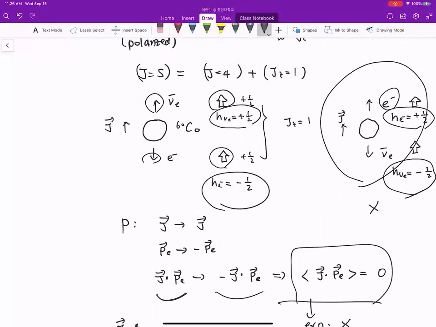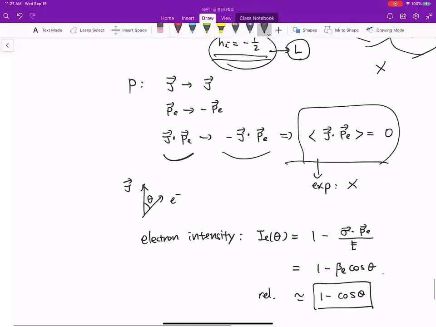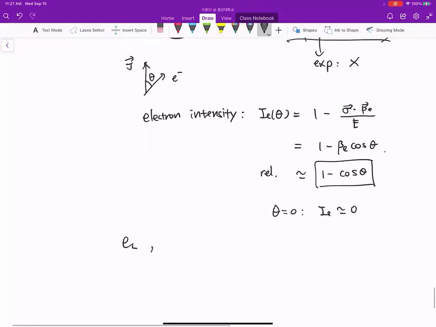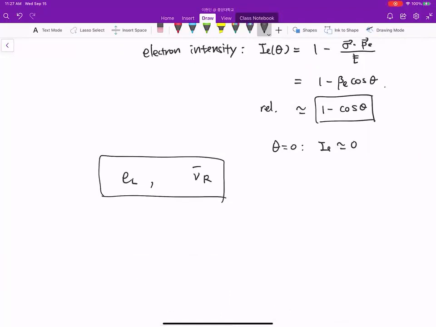Because of that, the emitted electron must have chirality minus 1/2. That means left-handed. And the antineutrino has helicity plus 1/2, so this is right-handed. So electron must be left-handed, and anti-electron must be right-handed. Experimentally, we have this one.